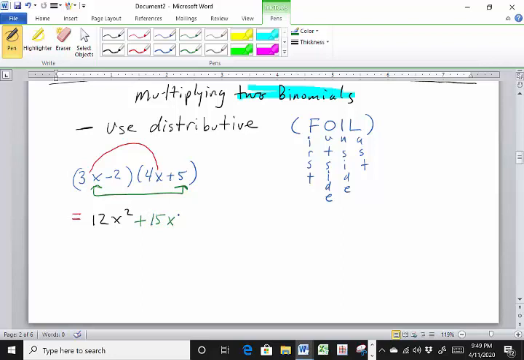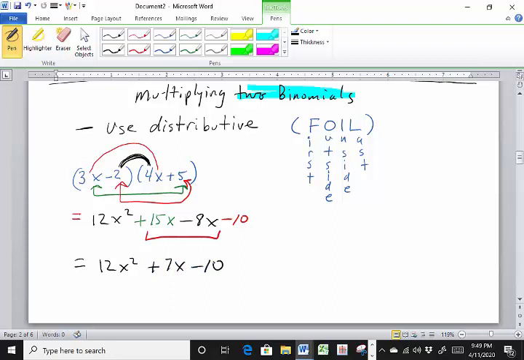Okay? And then the inside, all right, so the inside will be these two. They're the inside. Okay? So that's going to be a negative 8x. And then the last are going to be these two. Okay? So that's a negative 10. All right? Now notice we can combine these two terms together. Always combine like terms. So this equals 12x squared plus 7x minus 10. All right?